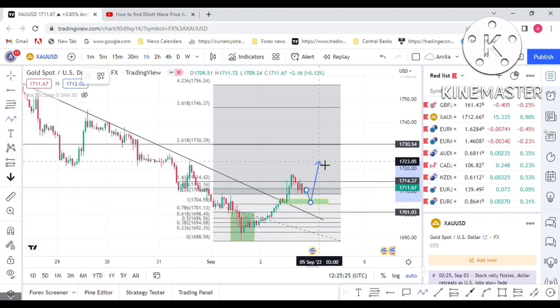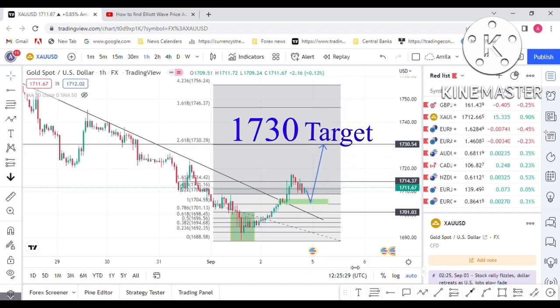Price retraces to this trend line and creates a higher high. That's our next week.